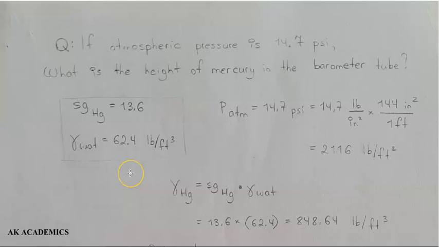Okay? Let's quickly use a simple question to demystify what we are talking about. If atmospheric pressure is 14.7 psi, which is pounds per square inch, what is the height of mercury in the barometer tube? In the tube that we already talked about. The specific gravity of mercury is 13.6, that's a constant, we know that. The specific weight of water is 62.4 pounds per cubic feet. That's a given, it's a constant, we know that. Atmospheric pressure is given as 14.7 psi.